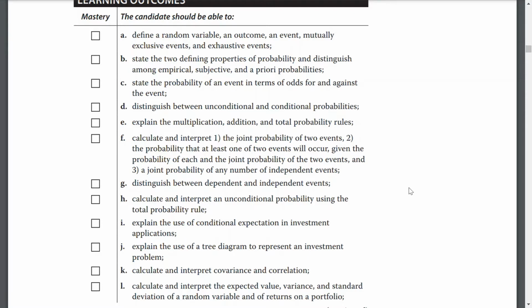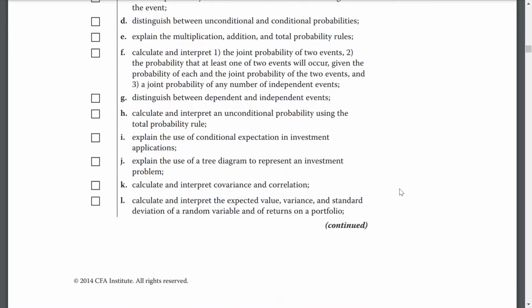of independent events. G. Distinguish between dependent and independent events. Calculate and interpret an unconditional probability using the total probability rule. Explain the use of conditional expectations in investment applications. Explain the use of tree diagrams to represent an investment problem. Calculate and interpret covariance and correlation.